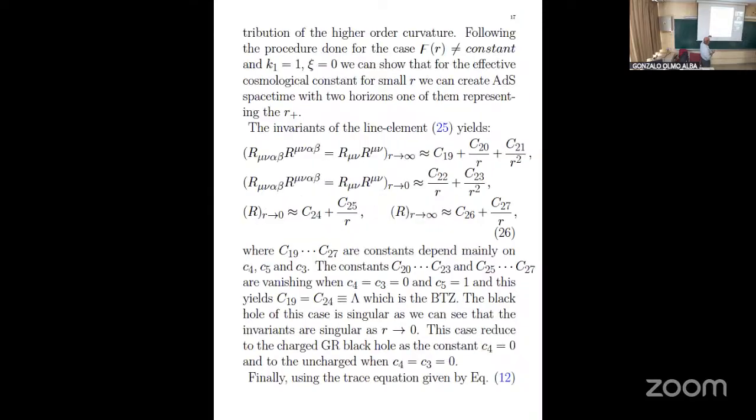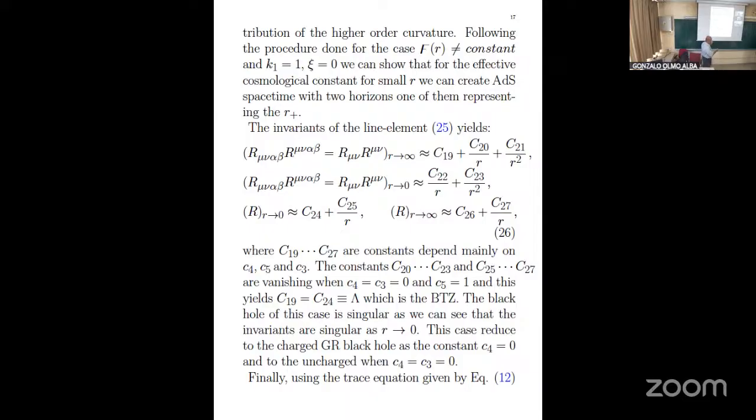Okay, we calculate again the invariant of this solution, and as we see, we have issues for small r, that for small r this gives us a singular solution. But for large r, there is no singularity. It gives a constant one. And also we have a strong black hole, which is different from the BTZ, of course.